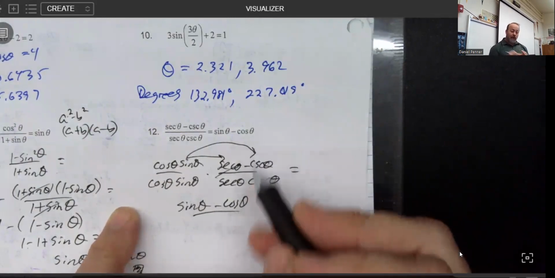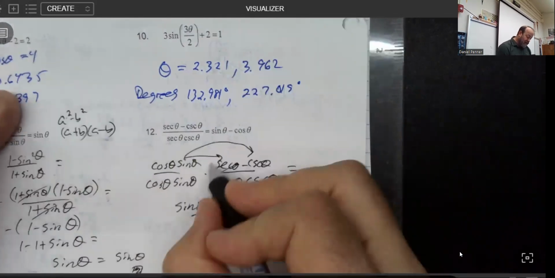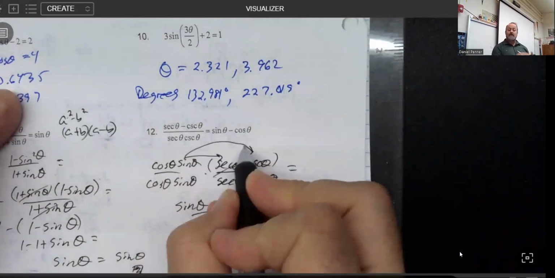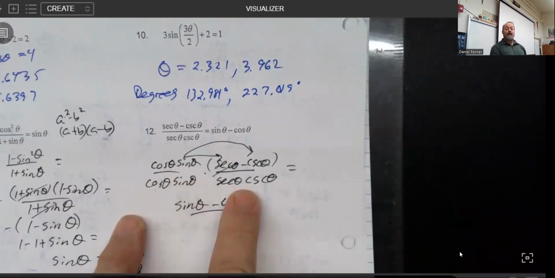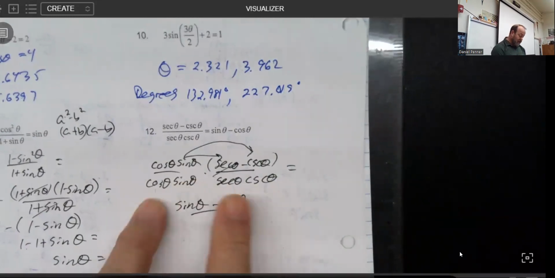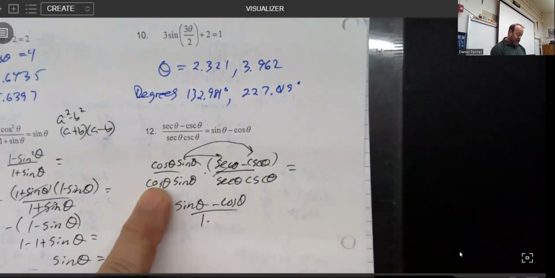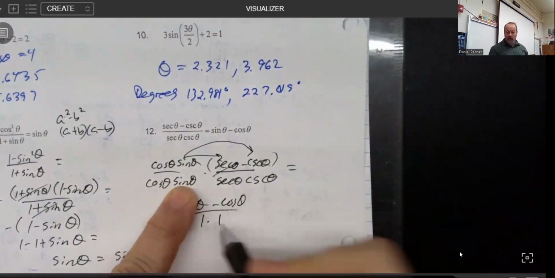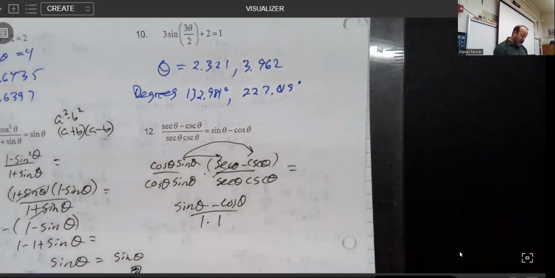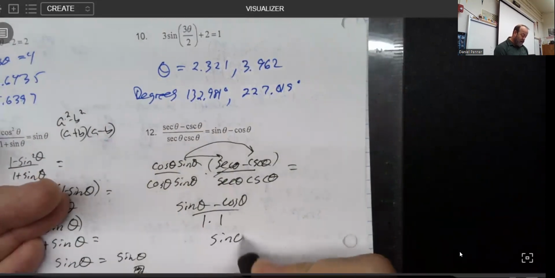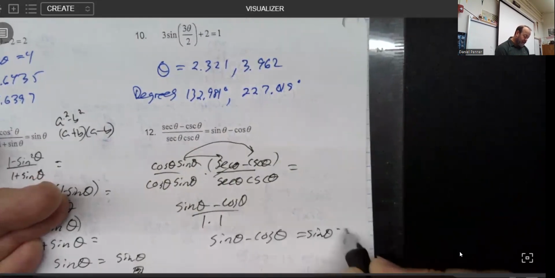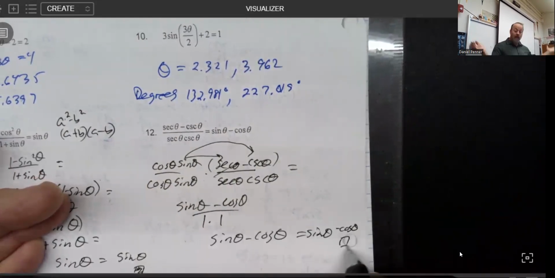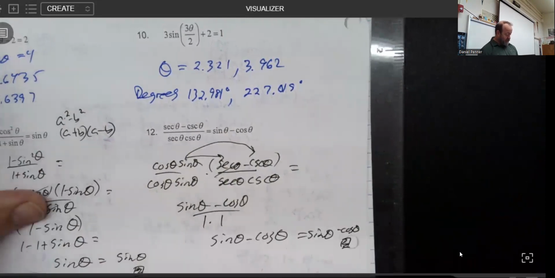Now, the part that people kind of mess up is that the distributive property holds in this top one, but in this bottom, all of these are one big block of multiplication, and the cosine and the secant cancel, and the sine and the cosecant cancel. And so I end up with sine minus cosine divided by 1, which is exactly what I wanted to have. And we're done. That was a nice, easy one.